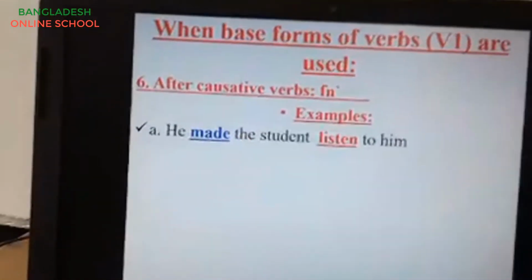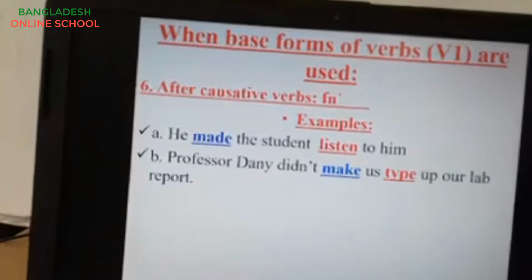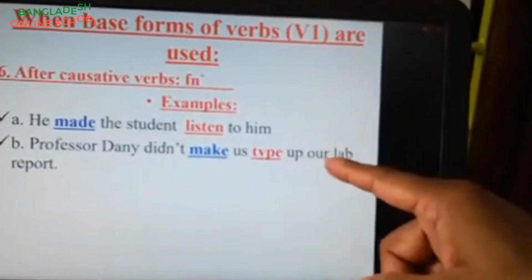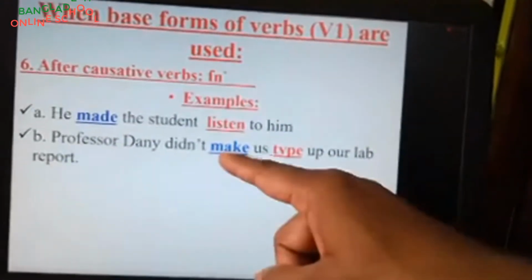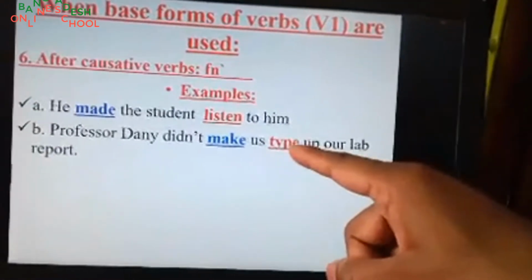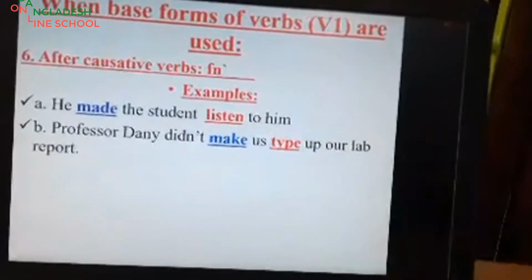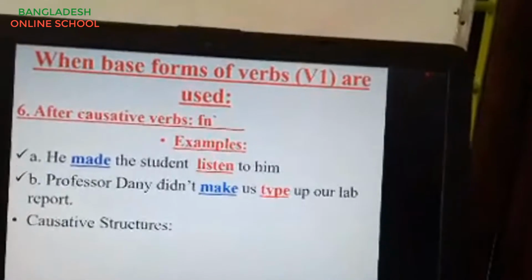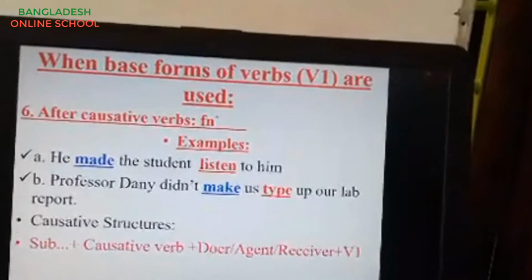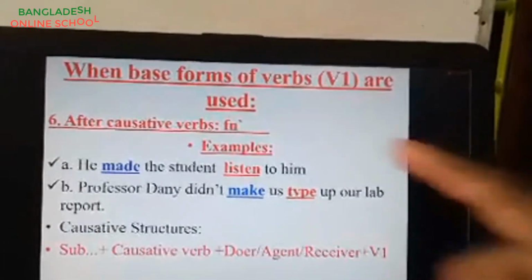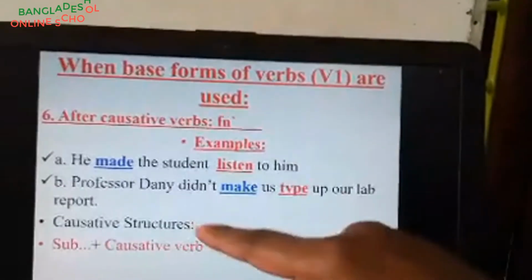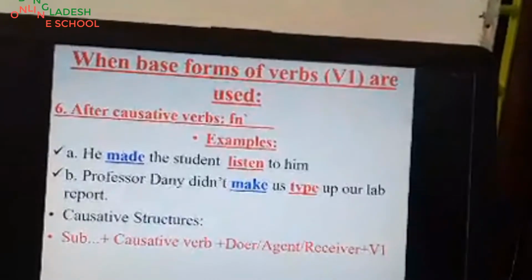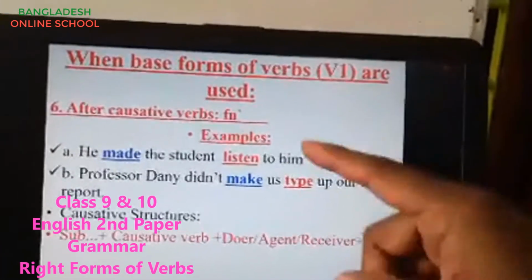Did not make a type of our lab report. Here, make is causative verb. After causative verb, type is used in base form. Causative structure: here there are some conditions. The structure must be subject plus causative verb plus doer or agent or receiver. After causative verb there will be doer or agent or receiver. Then base form of verb will be used.